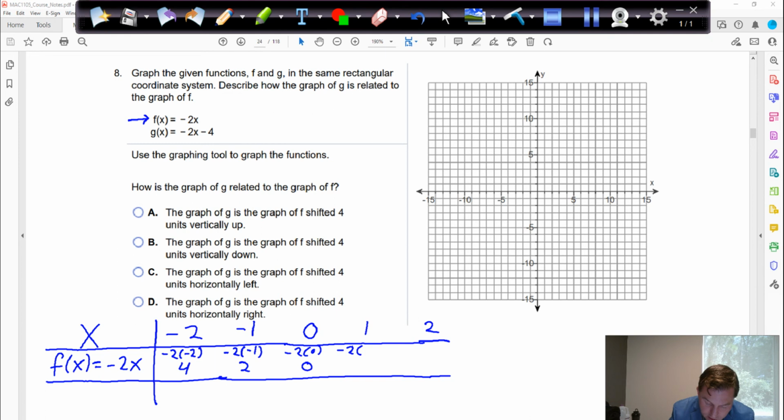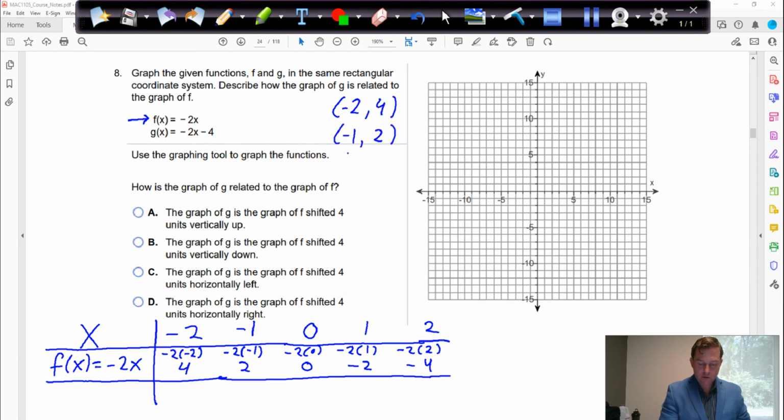Minus 2 in front, x value is 1. Now the minus is going to stick around, so we're going to have minus 2. Minus 2 in front, the x value is positive 2. Minus doesn't cancel, so it sticks around as minus 4. Okay, now the ordered pairs on this are the x value and this number we wrote, which is the y value. So we have ordered pairs minus 2, 4; minus 1, 2; 0, 0; 1, minus 2; and 2, minus 4.